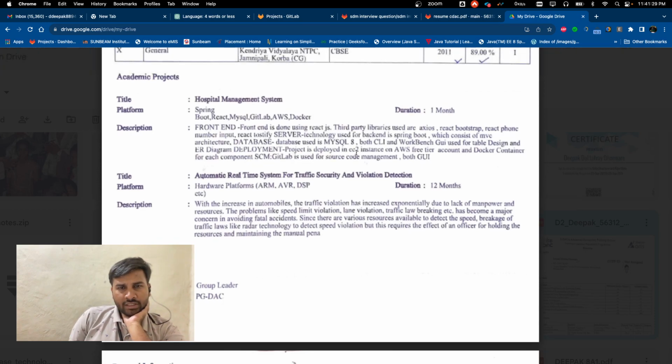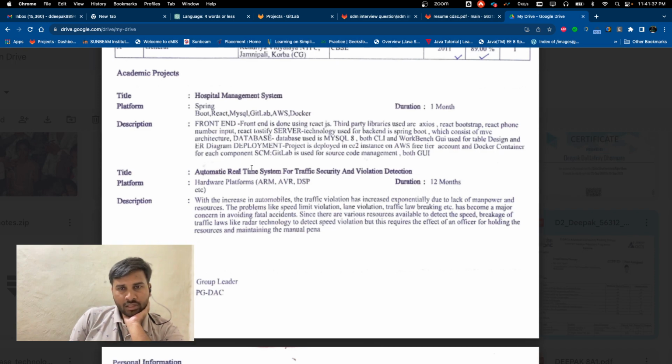Project is deployed in an EC2 instance on AWS, free tier account, and a Docker container for each component. That means I had three parts: front end is there, back end is there and the database is there. So I had Dockerized all the three containers separately. I had created the network. So that is one thing.